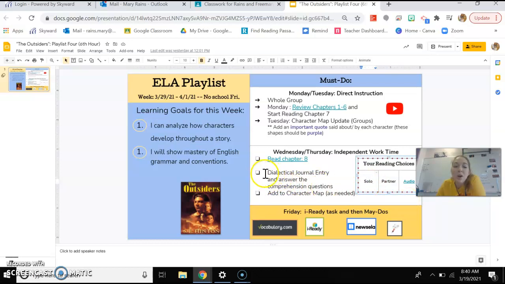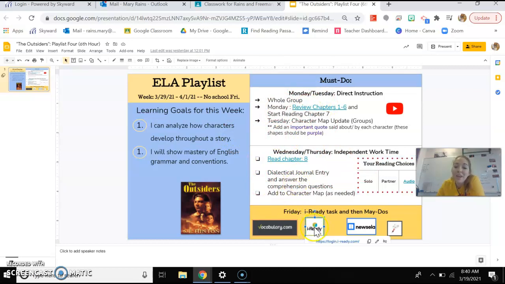You need to also, like every week, do the journal entry and the comprehension questions. So as you're reading chapter 8, make sure that you're also filling out the comprehension questions. If you get all the way through this, which some of you might, then do your iReady. If you even get done with your iReady task for the week, then do your may-dos for the week.